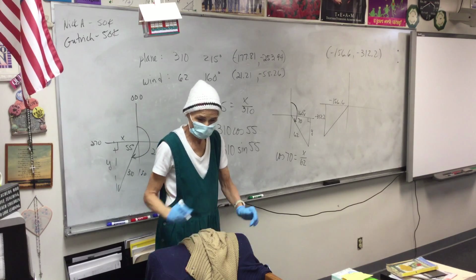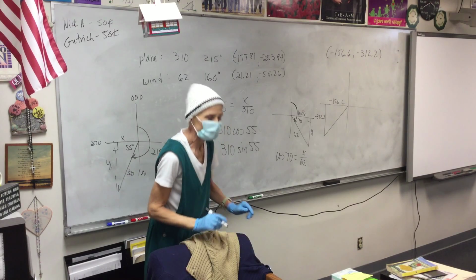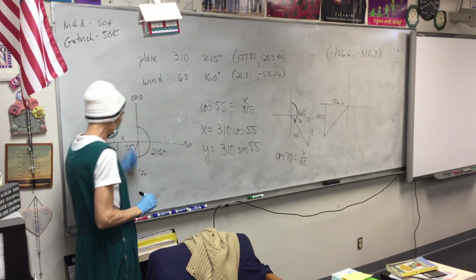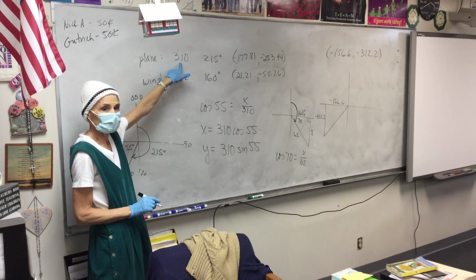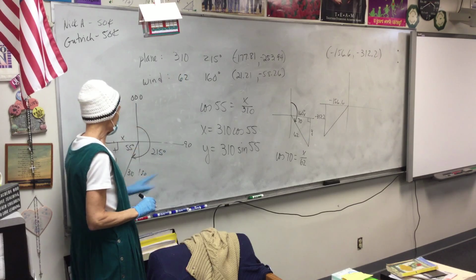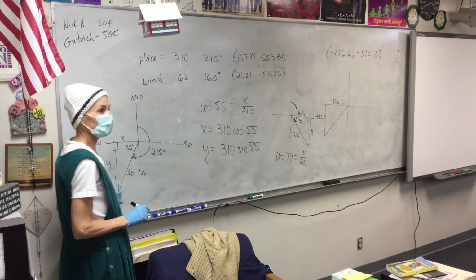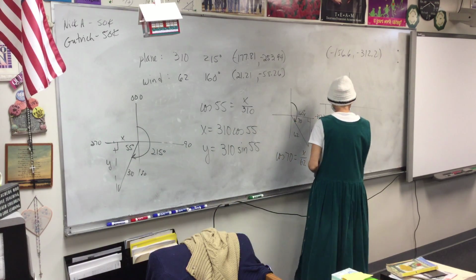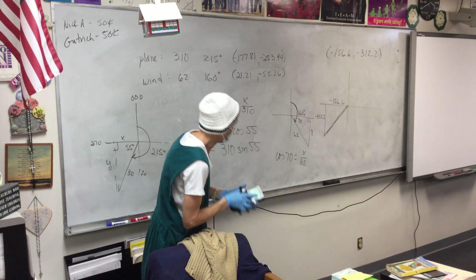Now, the question doesn't say find the actual components. The question says find the speed and the direction. Now, when I originally drew the plane, 310 was his speed, right? And where did that show up in the problem? Was that X? No, it's magnitude. So if I want to know the actual speed of the plane, what am I going to do? Find the magnitude.